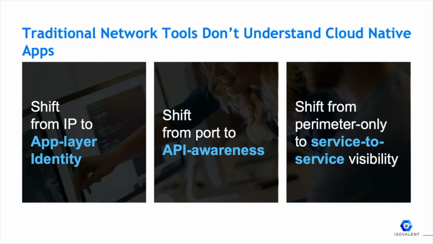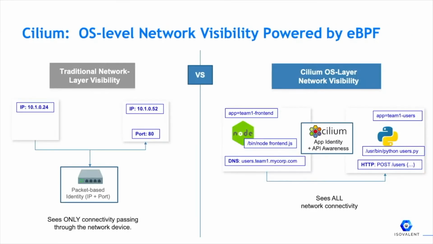Secondly, they use ports as the primary notion of what type of data is being sent on the network. However, the majority of connections today go over a small number of ports like 80 or 443, and ports provide no understanding of the direction or type of data being communicated between two cloud-native services. Thirdly, they exist only at the perimeter and are unable to see lateral movement where an attacker assesses additional services or data stores.